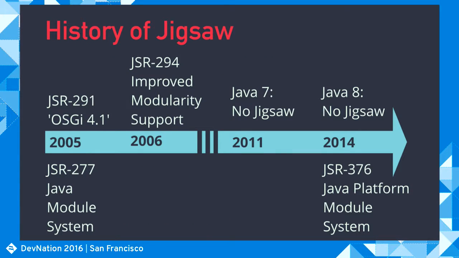And it's about time because there's been talk about module systems in Java for over 10 years. As early as 2005, there was a JSR, a specification, about a Java module system with ideas to add a module system to the Java language. Well, that obviously never happened.